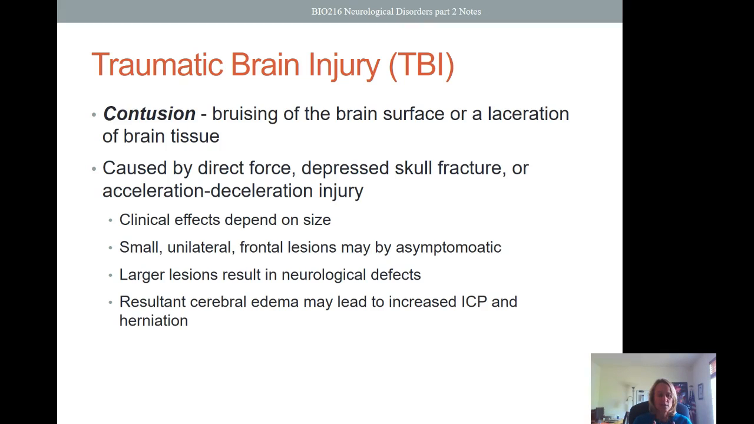Now, the manifestations that you see are going to depend on the size. Small, one-sided frontal lesions could be asymptomatic, whereas larger lesions are going to result in neurological deficits. Also, this resultant cerebral edema can lead to an increase in intracranial pressure, herniation, and even death.